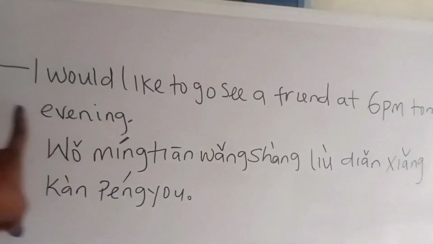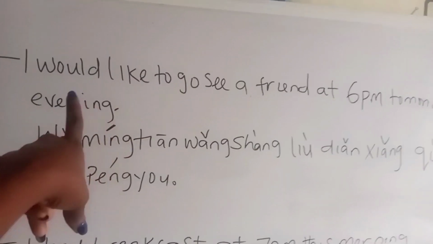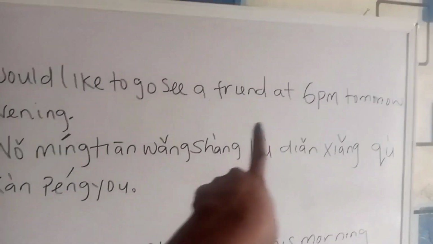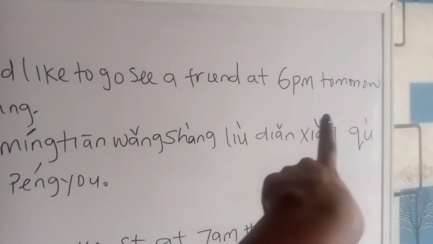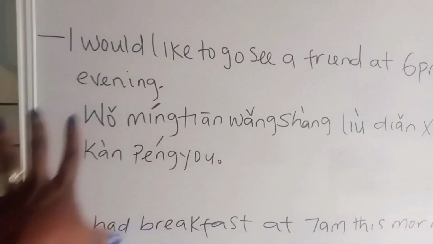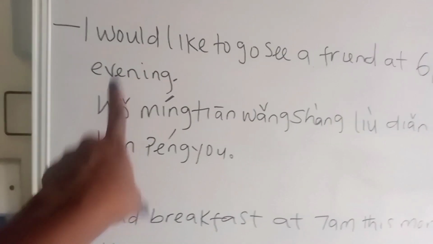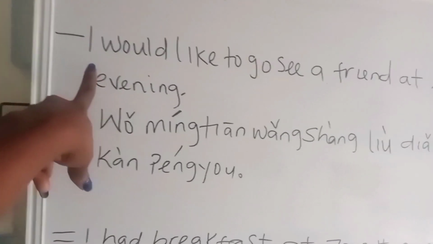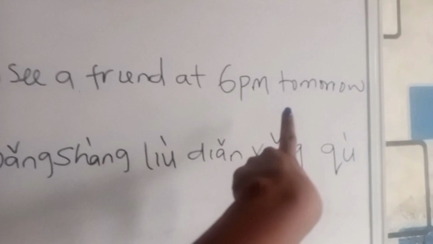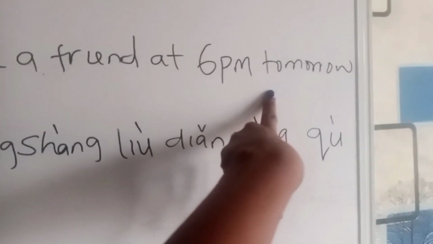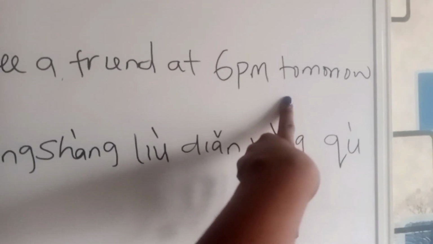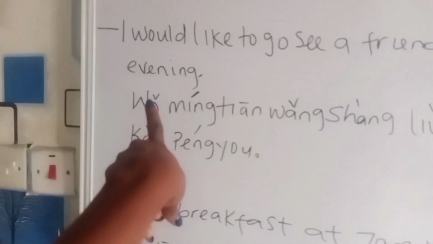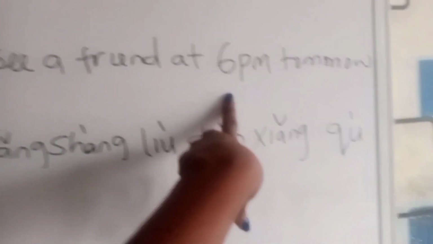In English, you can say this like this. You can also say, I would like to go see a friend tomorrow evening at 6 p.m. Or you can say, at 6 p.m. tomorrow evening. And it's fine like that. But in Chinese, you cannot. In Chinese, after the subject, you will say tomorrow, then say evening, because tomorrow is bigger than evening. So you say tomorrow, you say evening before you say 6 p.m. because evening is bigger than 6 p.m.